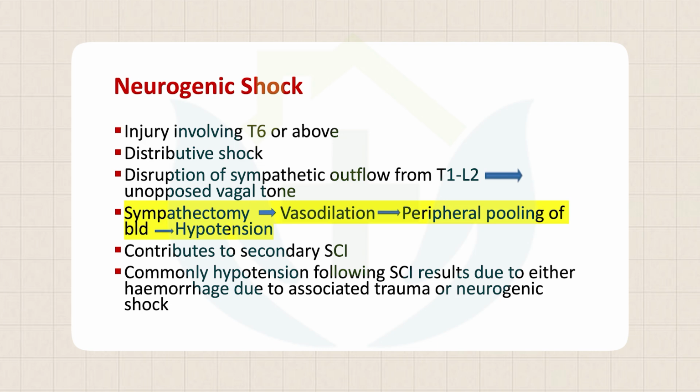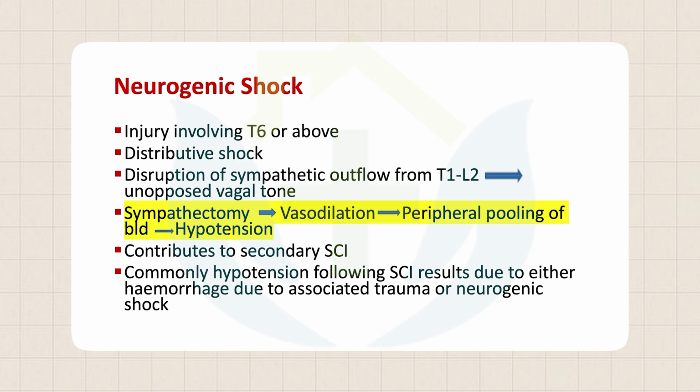So from T1 to T12 and L1 to L5, the spinal ganglion is the one which has the sympathetic relay chain, and that provides a sympathetic outflow to the entire viscera. Parasympathetic, on the other hand, has two sides. One is cranial, the vagus, and the sacral, that is S2 to S5.